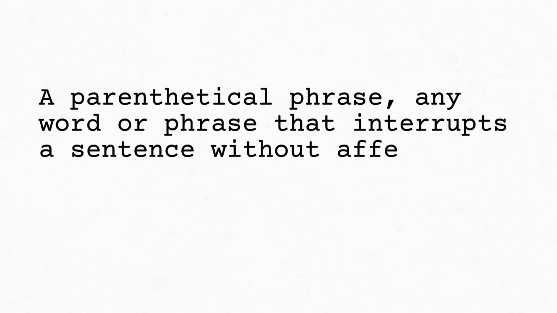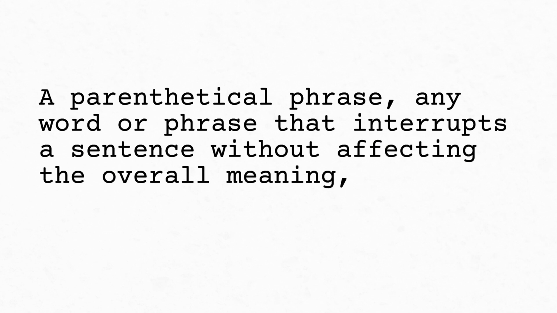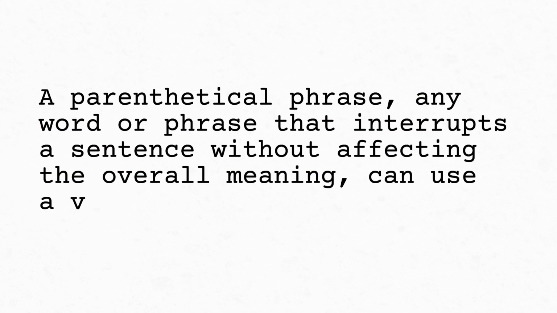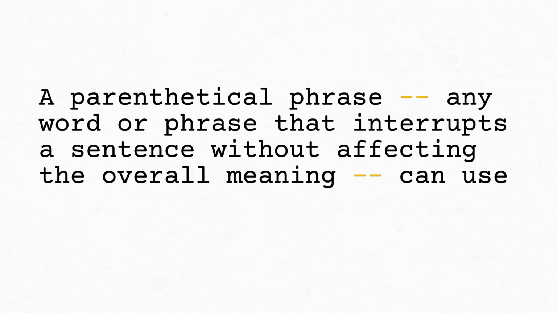When you think of a parenthesis, also known as a parenthetical phrase, your mind probably goes to the curved brackets that we also call parentheses. But these brackets are only one type of punctuation we can use to offset a parenthetical phrase, which is actually just any word or phrase that interrupts a sentence without affecting the overall meaning. Basically, it's an aside that explains or comments on something in the sentence. And they can actually be marked by all kinds of punctuation, like commas, parentheses, or dashes.